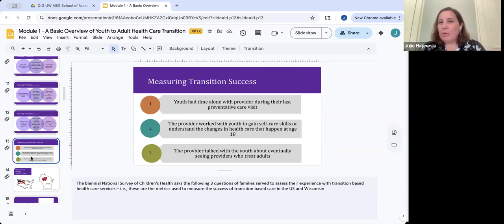Did the youth have time alone with the provider during their last visit? Did the provider work with the youth to gain any area of self-care skills or understand healthcare changes that might happen at around age 18?